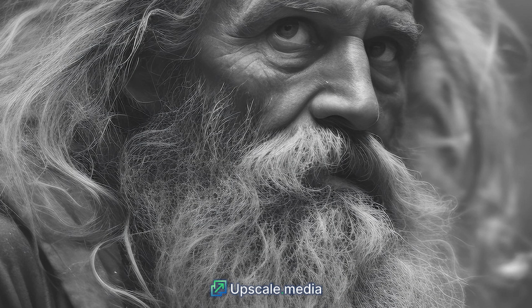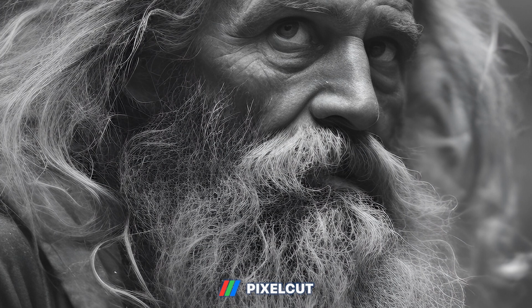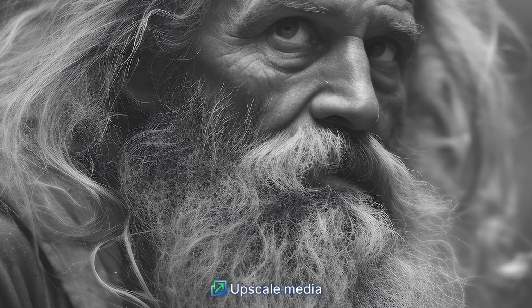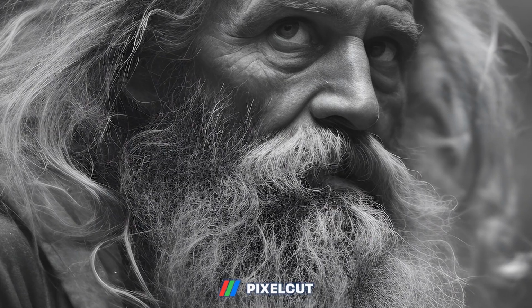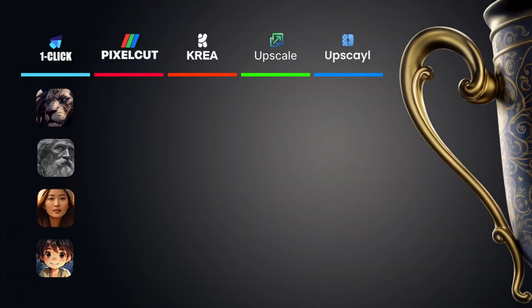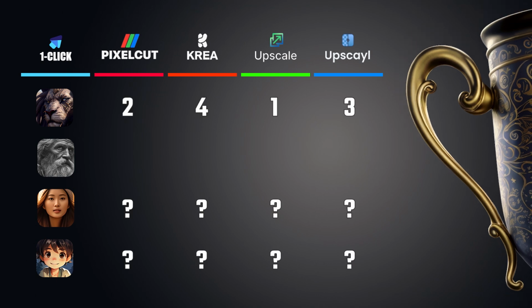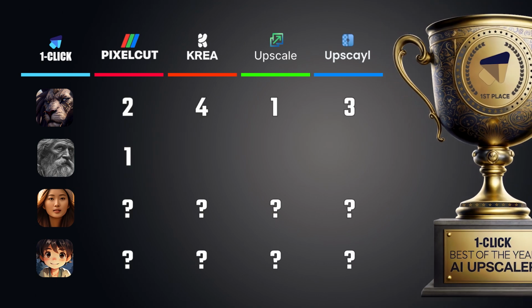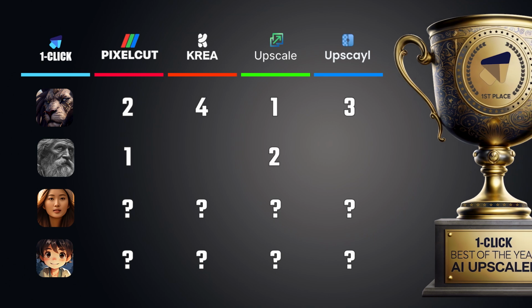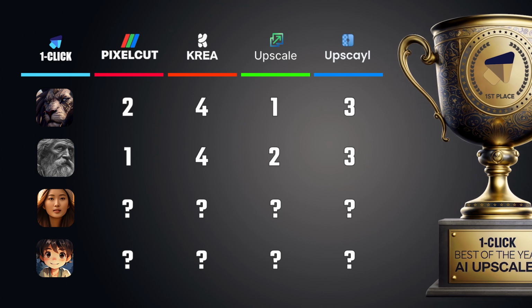After comparing these AI upscaled images with the Freepik original high quality image, Pixelcut has the best results. So with this comparison, Pixelcut gets the first place, and second place goes to Upscale.media. Upscale with Y gets the third place, and the last place goes to Krea.ai.